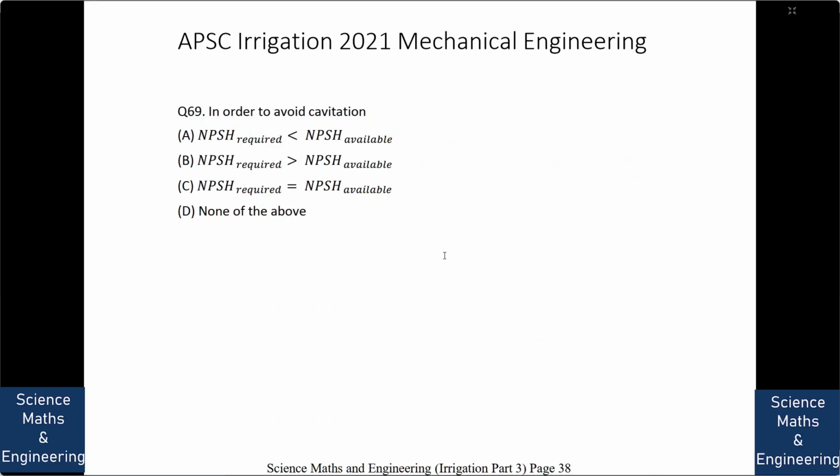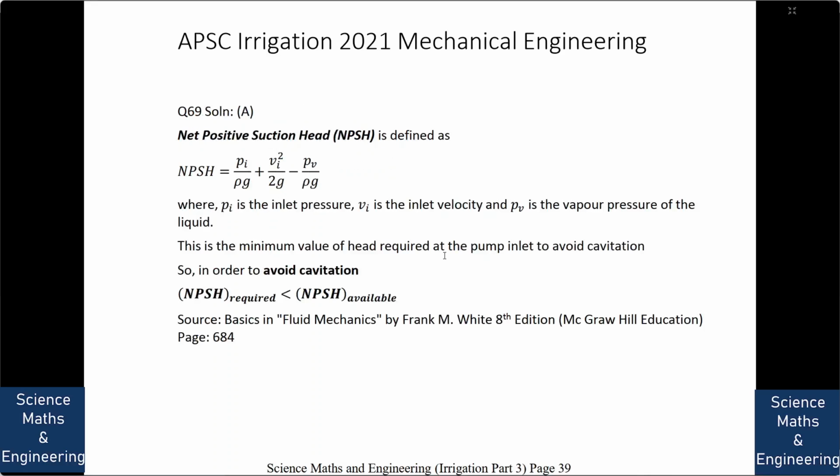In order to avoid cavitation, A, NPSH required should be less than NPSH available; B, NPSH required should be greater than NPSH available; C, NPSH required should be equal to NPSH available; or D, none of the above. So you can pause and think of the answer. So the answer is A.